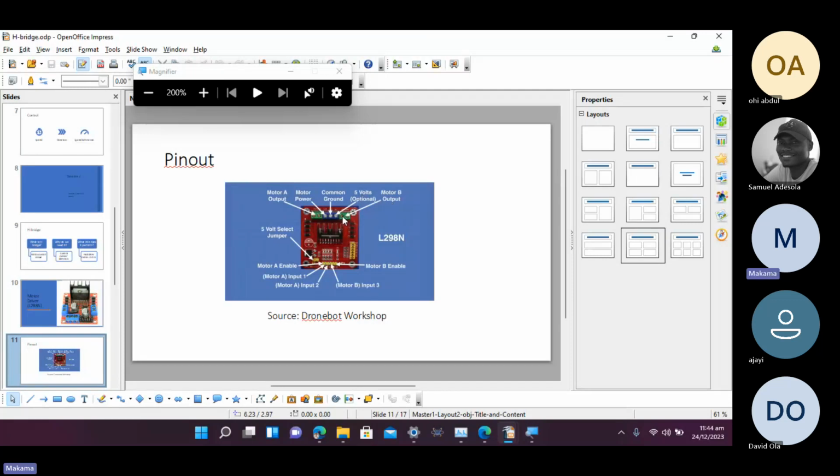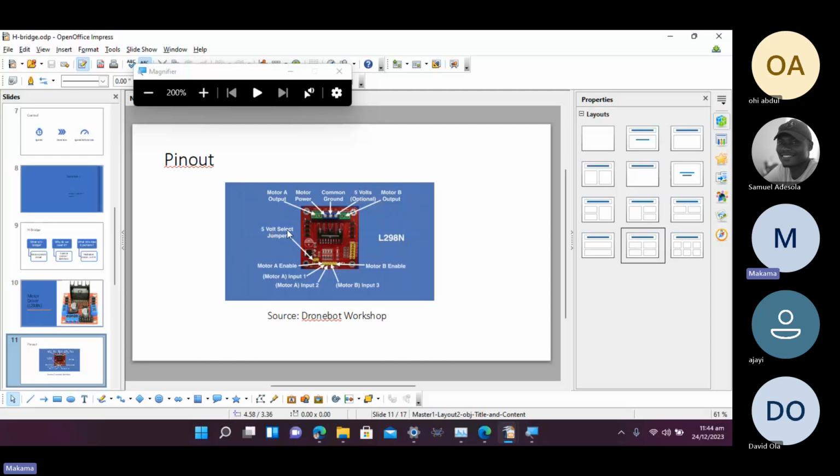So this jack here is for the motor B output. Your motor B will be connected here, as it will be controlled from the board through this pin. You can see the source of this image is the drum board workshop, so it's not me that designed it. I just found it easier to get one to demonstrate for you.